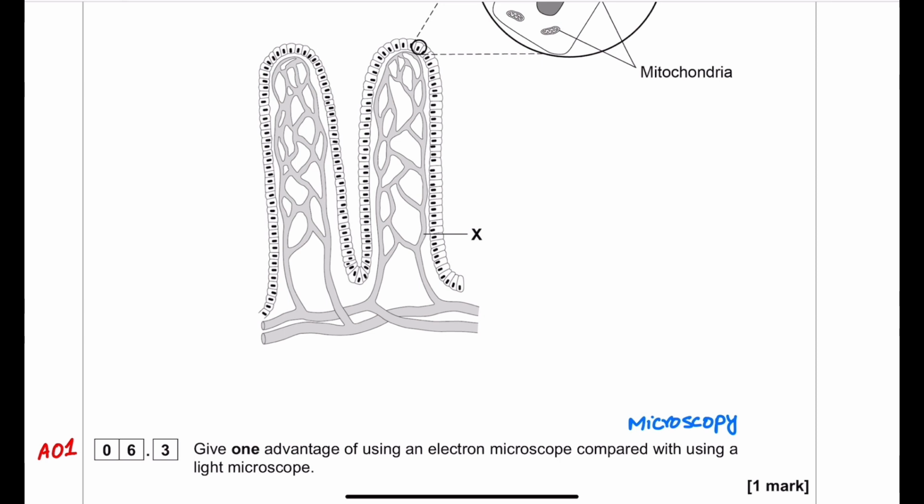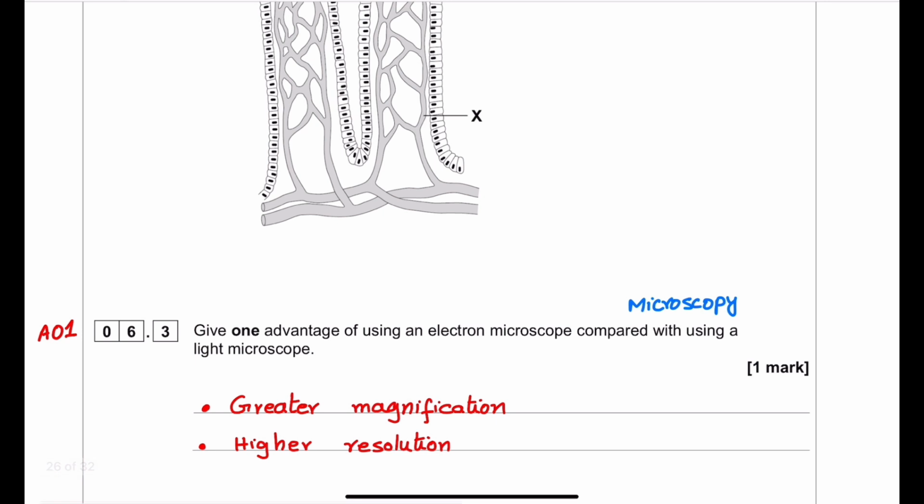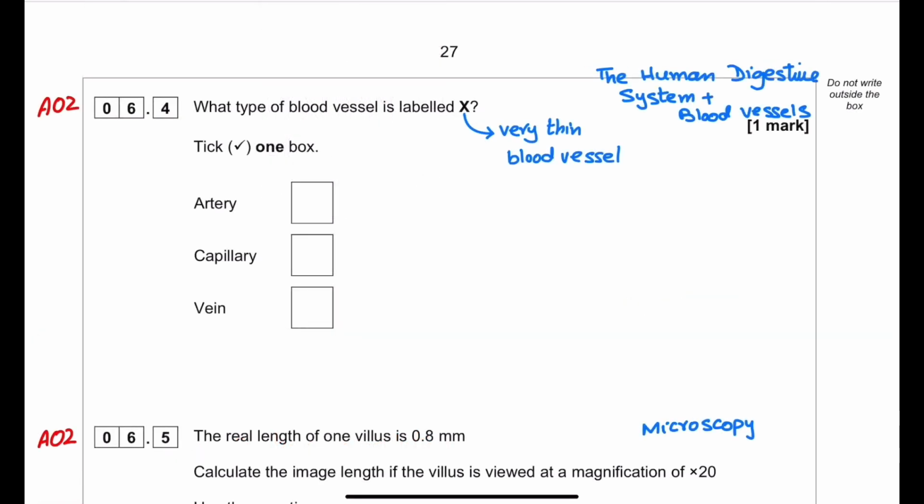This question is from the topic of microscopy. An electron microscope has greater magnification. The student can use the other option that it has high resolution. So the model answer is, the student can use one of them, the greater magnification or high resolution. 6.4 is an AO2 question. What type of blood vessel is labeled X?